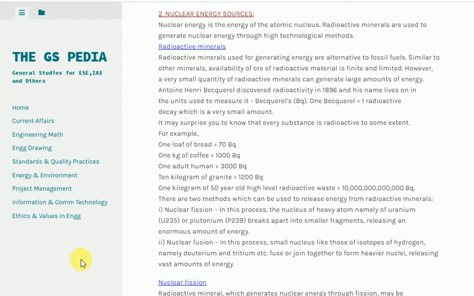It may surprise you to know that every substance is radioactive to some extent. For example, 1 loaf of bread equals 70 Bq. 1 kilogram of coffee equals 1000 Bq. 1 adult human equals 3000 Bq. 10 kilograms of granite equals 1200 Bq. 1 kilogram of 50-year-old high-level radioactive waste equals 10,000,000,000,000,000,000 Bq.